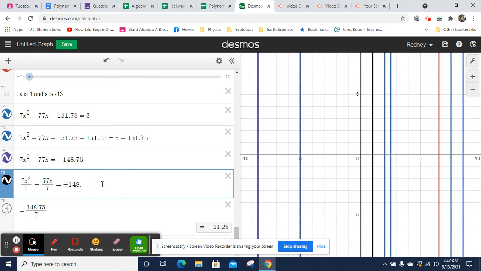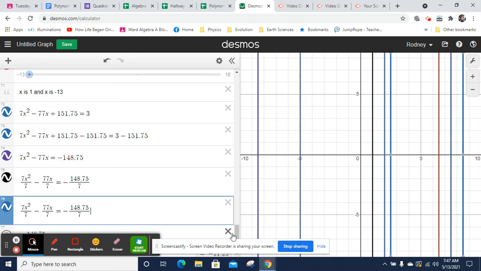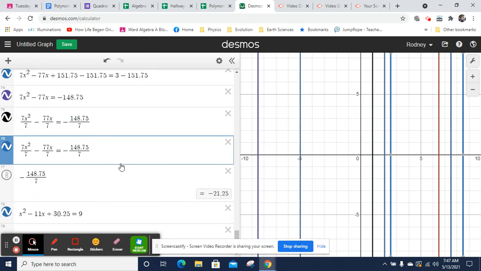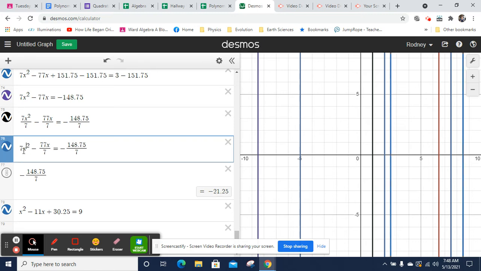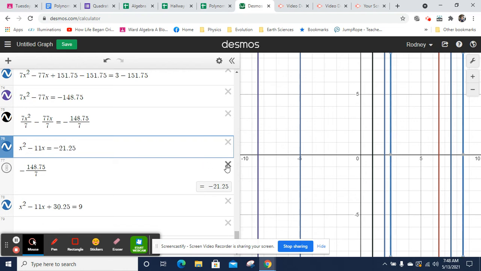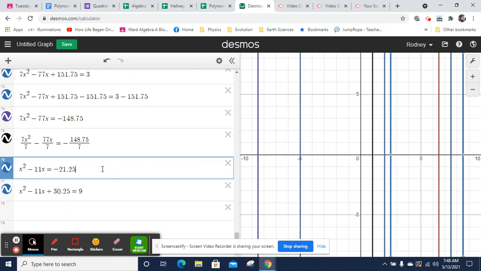So that's, hang on, copy that and bring the scroll bar down just a little bit more. So 7, this part here is going to end up being x squared. So negative 77x over 7 is going to be negative 11x. And we just worked out that this here is going to be negative 21.25. I don't need that anymore. And now I am at the point of the next step.